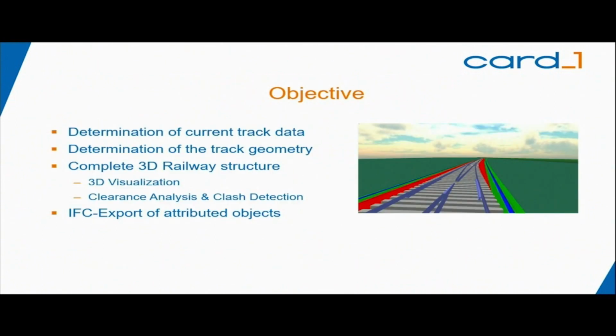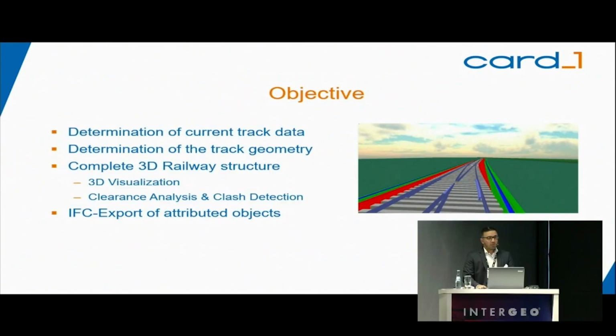So the objective was to determine the current track data and the track geometry as mentioned, and then build up and complete a 3D railway structure. Within CAD1, you can visualize that railway structure with individual attributes, which we are always talking about when we talk about BIM. It's not only geometry, it's also about the information inside those elements. And also, you can do clearance analysis and clash detections.